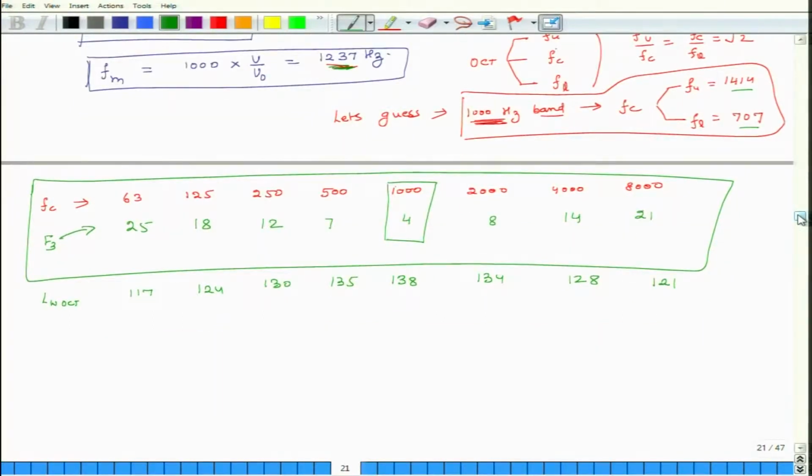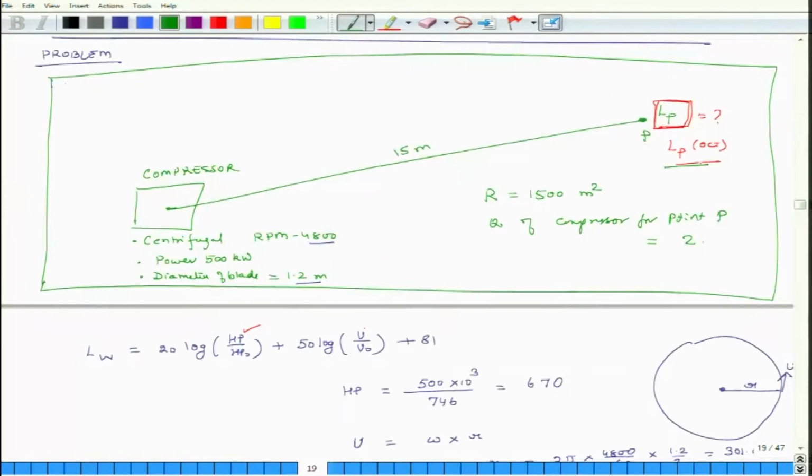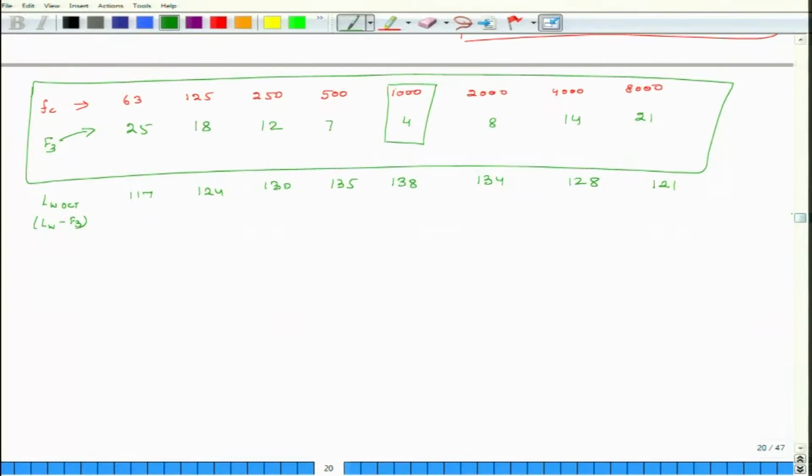Everyone understands how we computed LW oct? This was LW minus F3. F3 is this table, and LW was 142 decibels, so I have subtracted. But what is the question? I have to compute LP in different octave bands. I have not even computed overall LP. So, now I will do the calculation of LP. I will leave some space here because I will come back to this table again.